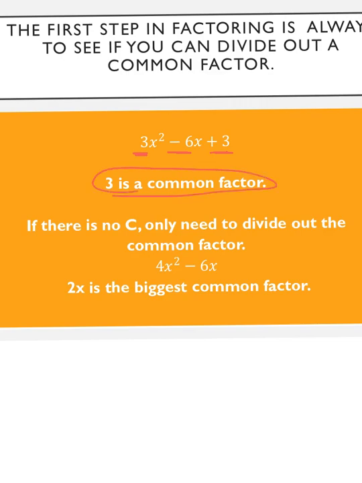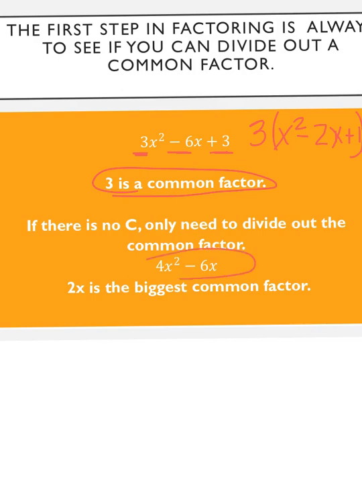So we could divide out that 3, and we look at 3x squared, and if we divide out the 3, the only thing left is an x squared. And if we divide out a 3 from negative 6x, we'll get negative 2x. And we'll divide out a 3 from 3, we'll get 1. So that's the first thing you're going to need to do, no matter what.